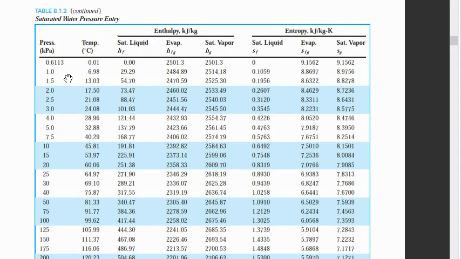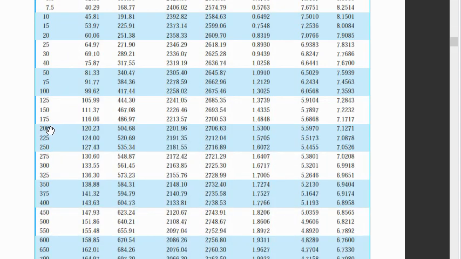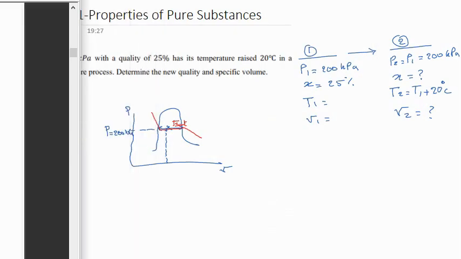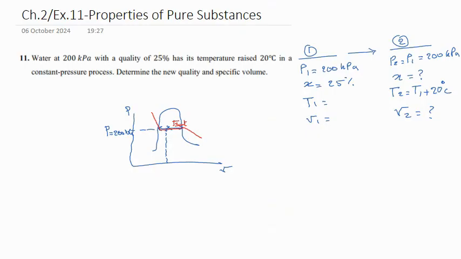In the saturated water pressure entry at 200 kilopascal, we have the equivalent saturated temperature of 120.23. So the temperature is T sat equals 120.23 degrees. So this is state number 1.